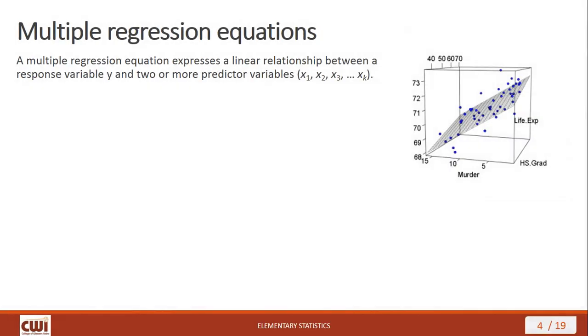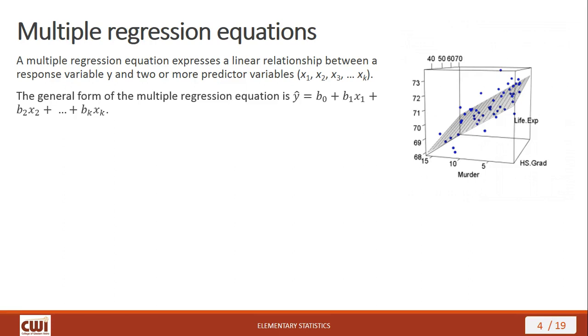Let's talk for a minute about multiple regression equations. Simply put, a multiple regression equation expresses a linear relationship between a response variable and two or more predictor variables. So the response variable is what comes out. It's the response to our predictor variables. We're going to make predictions based on this variable, this variable, this variable, and this variable. We're going to put those into our model, our regression equation, and then the response is what we get out, and that's going to be the y value.